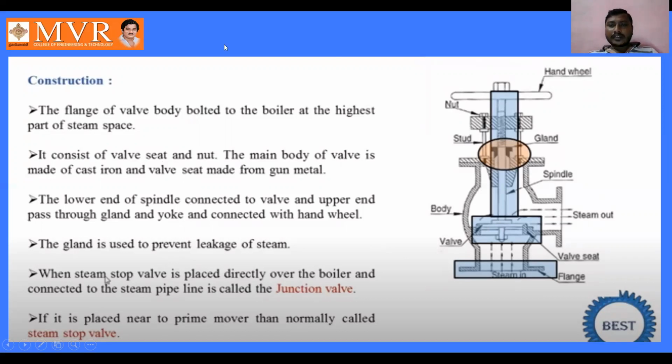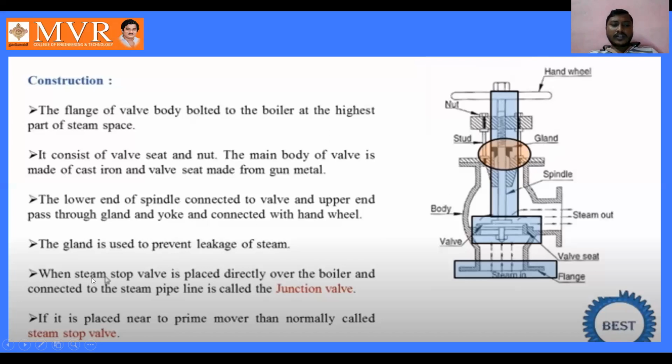And the upper end, see here, we can show in the diagram. You can observe the diagram here. The upper end passes through this gland which we are using here and the yoke, and is connected with the hand wheel. The upper end is connected to the hand wheel. See here, the gland is used to prevent leakage of steam.